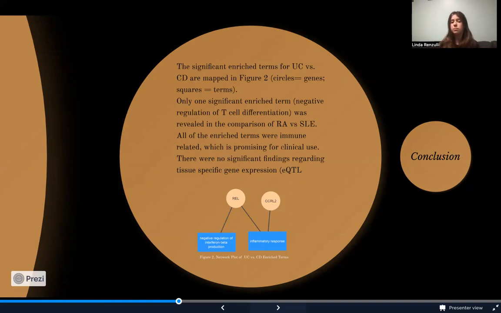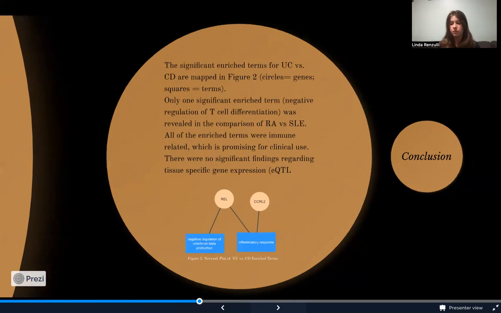For the other comparison between rheumatoid arthritis and lupus, only one significant enriched term was found. That was negative regulation of T cell differentiation. This is still an immune-related process, though. So this is really promising and important for clinical use and for patients. There were no significant findings regarding the tissue-specific gene expression from earlier, of the eQTL.